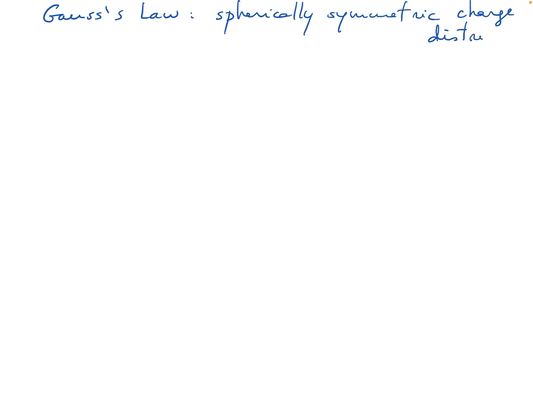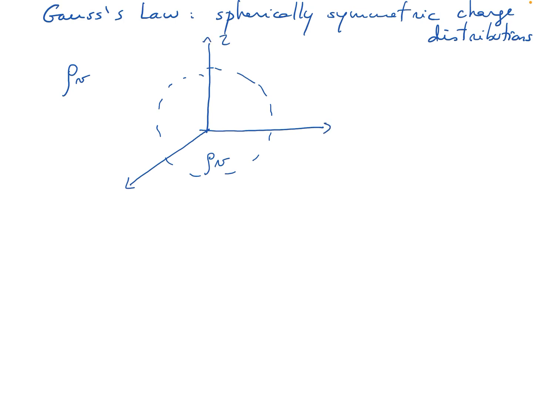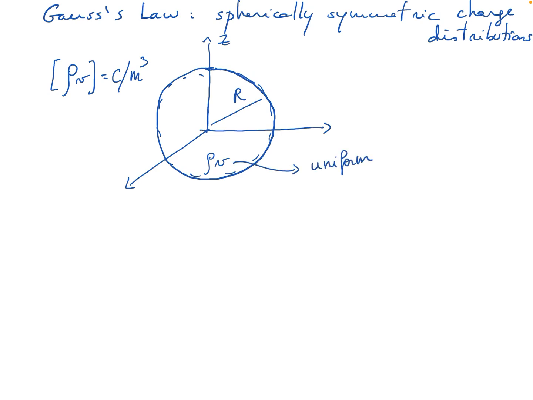So the next case that we look at for Gauss's law is spherically symmetric charge distributions. Here we will consider a sphere of radius r with a uniform, constant, or spherically symmetric volume charge density, rho v, given in coulombs per cubic meter.